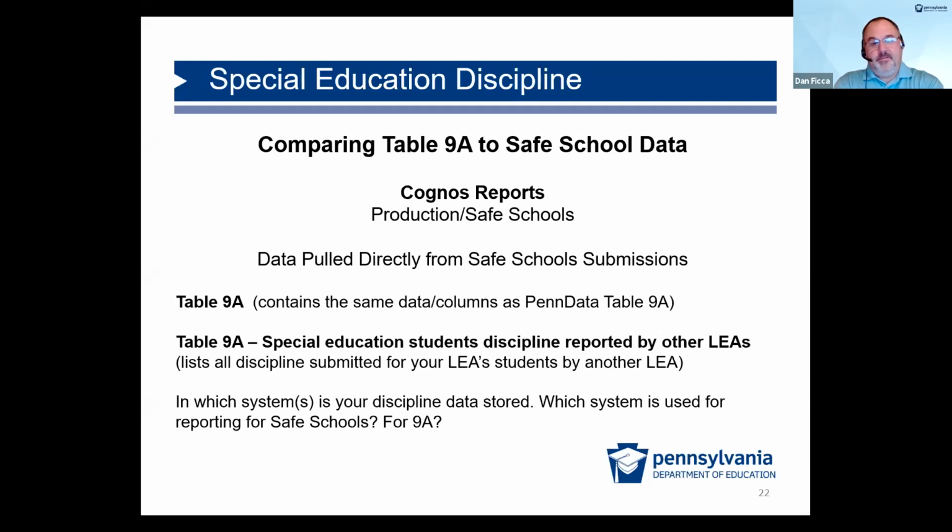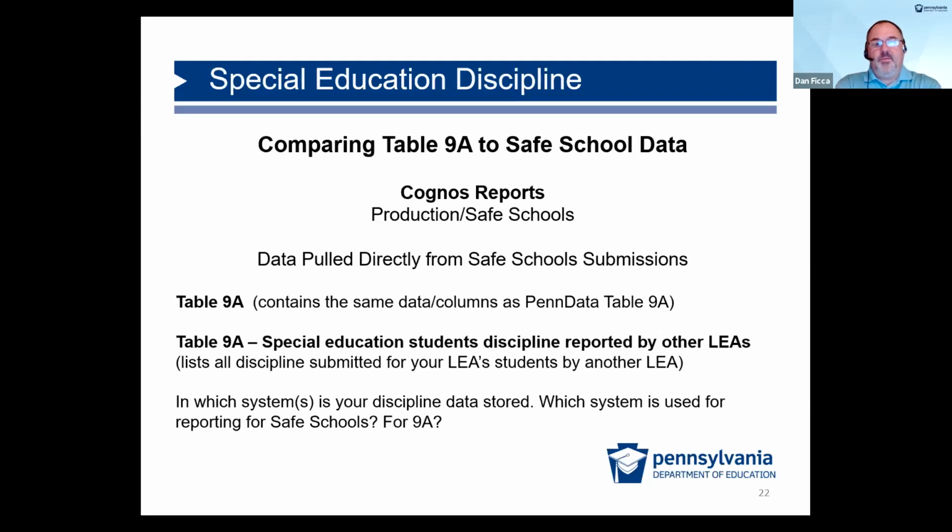Those should match. And again, we know that they didn't. Some did. Some were right on. Some were very close. In most cases, LEAs figured out what the difference was and why there was a difference. So I think it'll be a lot better this year. Now, this year is a little different because there's probably not a lot of discipline going on in a lot of LEAs. So based on that, I don't see us removing the submission of table 9A, definitely not this year and probably not next year, just because I don't think there'll be enough data to compare.